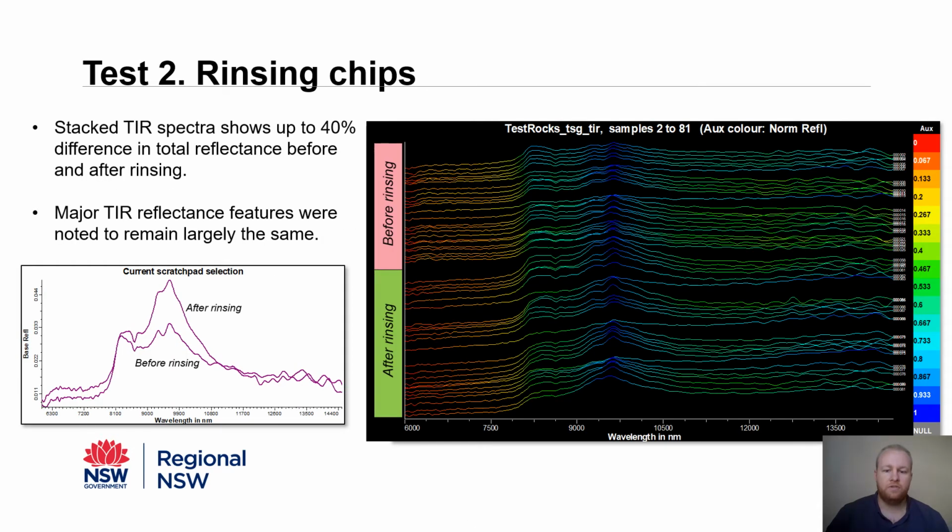Here are the TAR results before and after rinsing. The stacked spectra on the right shows a clear increase in total reflectance of the spectra after rinsing, and the image on the left shows a comparison of single spectra before and after rinsing, where we can also see some volume scattering effects on the quartz before rinsing, with a degradation of the 8625 nanometer feature.